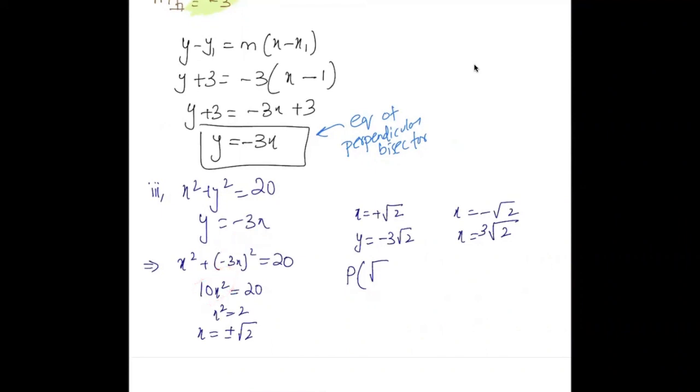Okay. So x square equals 2 and x equals plus minus root 2. The coordinates of P are root 2 comma negative 3 root 2. And the coordinates of Q can be minus root 2 comma 3 root 2. Understood, sir. Okay.